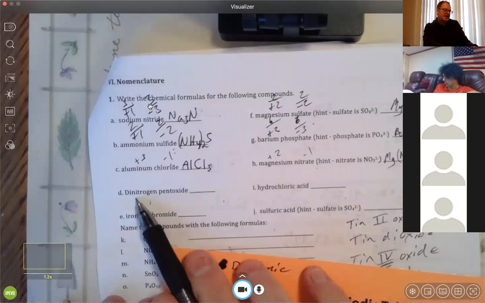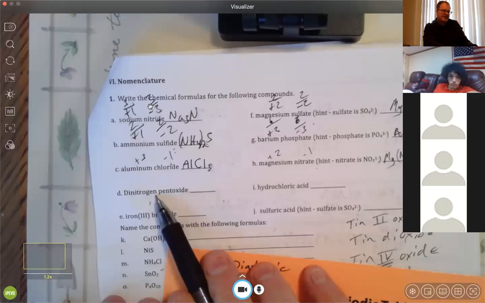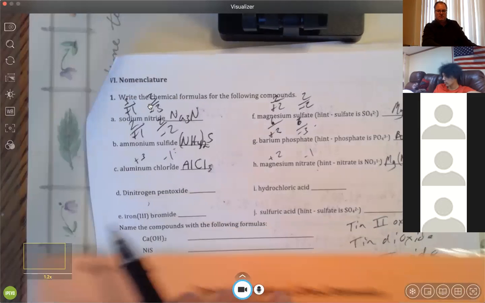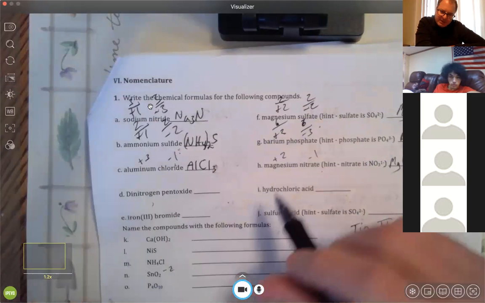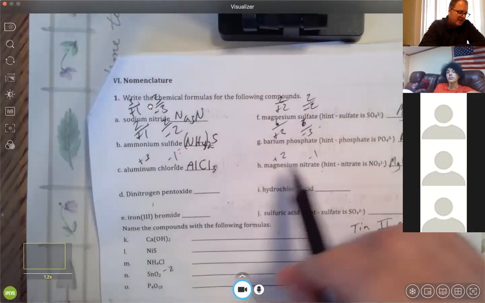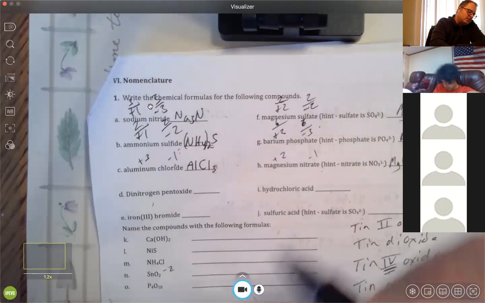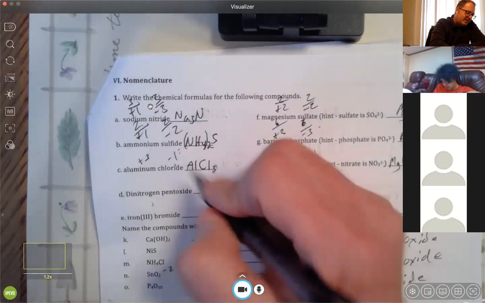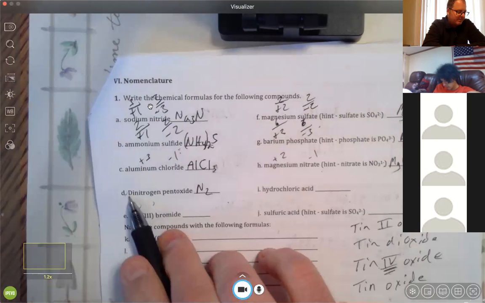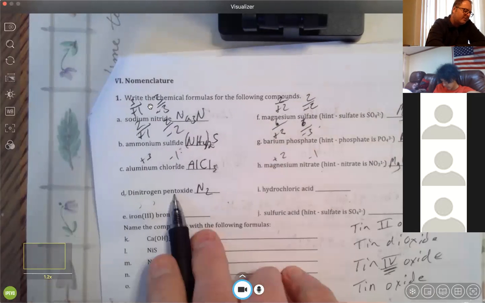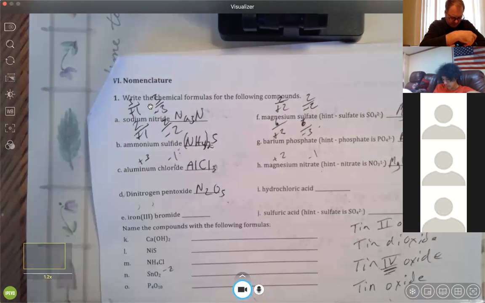New thing, dinitrogen pentoxide. There's no Roman numeral, and nitrogen is not a metal. There can be many combinations of nonmetals. There could be nitrogen dioxide, dinitrogen pentoxide, dinitrogen tetroxide. So they need to tell you how many nitrogens there are with this little prefix out here. Di means 2, pent means 5. Dinitrogen pentoxide.